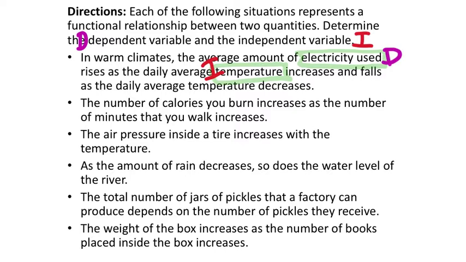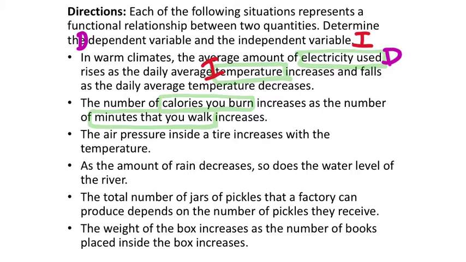Now the next one: the number of calories you burn increases as the number of minutes that you walk increases. So two things we're comparing on here. Looks like calories burned, and then minutes that you walk, okay? So we're comparing these things, and again, you can just think to yourself, which of these is going to depend on the other one? Or you can ask yourself, it's pretty much the same question, but which of these is changing because of the other one?